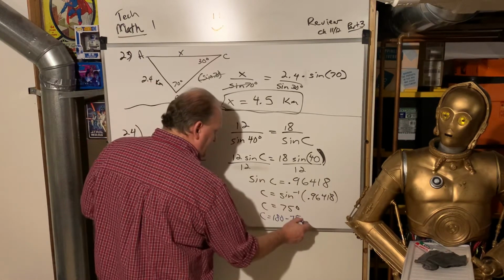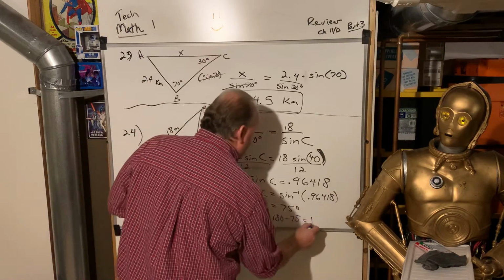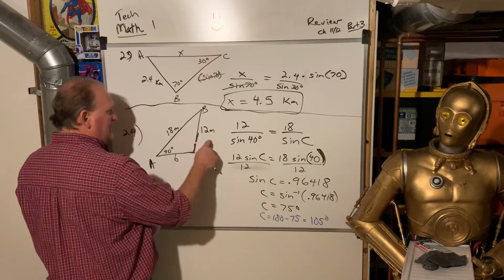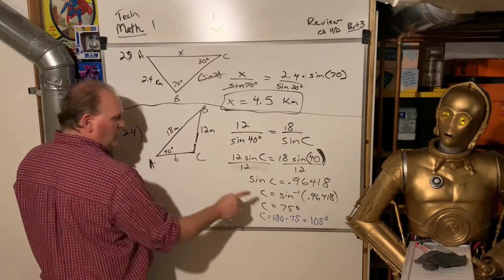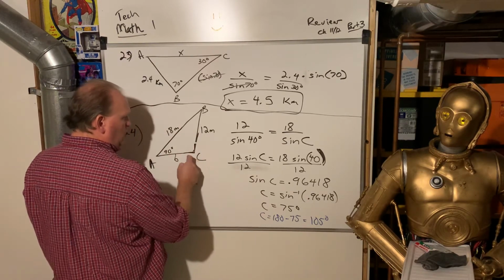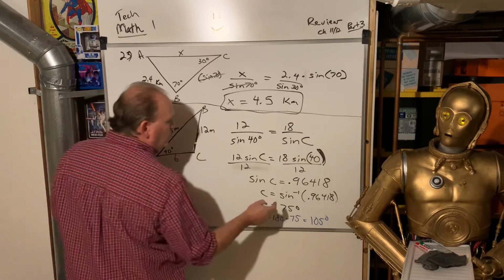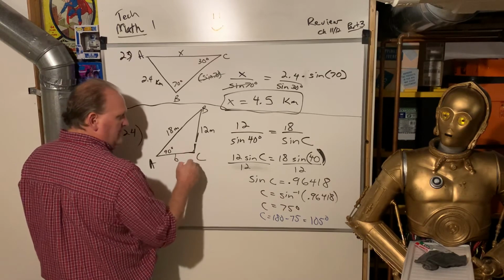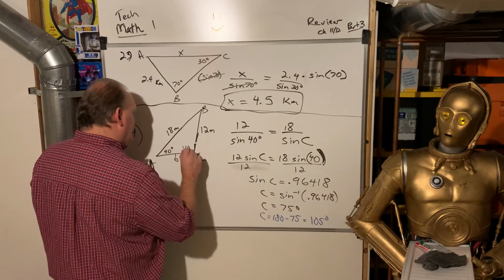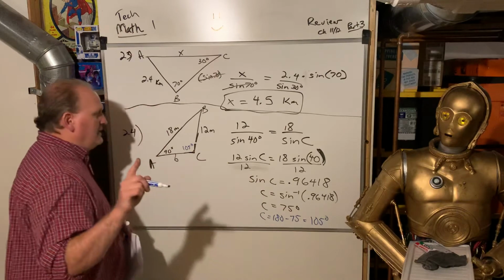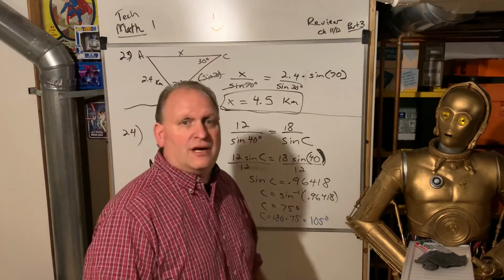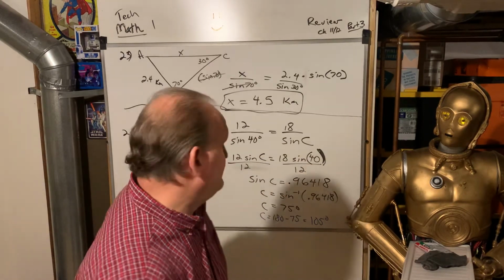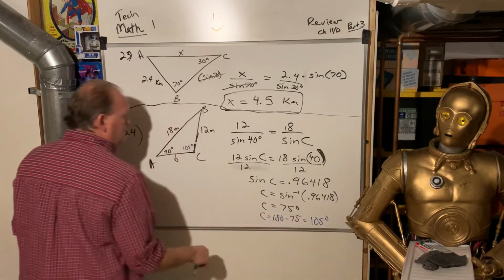180 minus 75 is 105 degrees. There are two triangles that can be created with side-side-angle. And one of them has an obtuse angle and one of them has an acute angle. And we wanted the one with the obtuse because it's more than 90 degrees, so 105. Again, this will not happen on the test. We do further expand on this in Techmath1, where we hit the ambiguous case. Okay, but that was the ambiguous case right there.